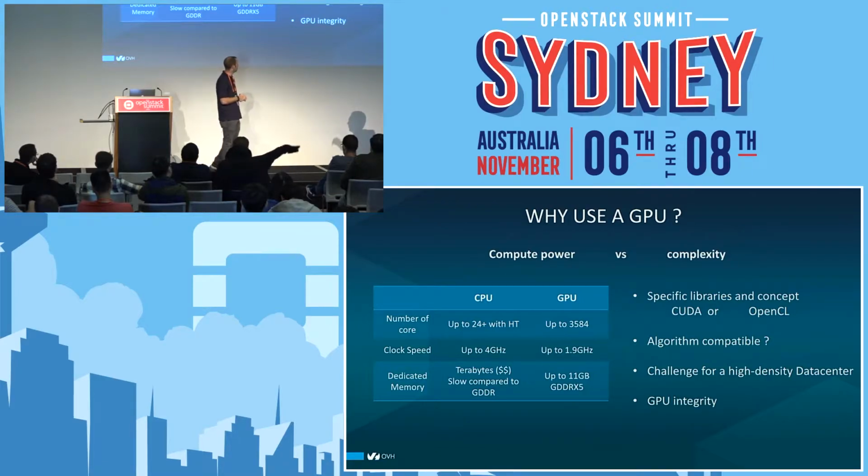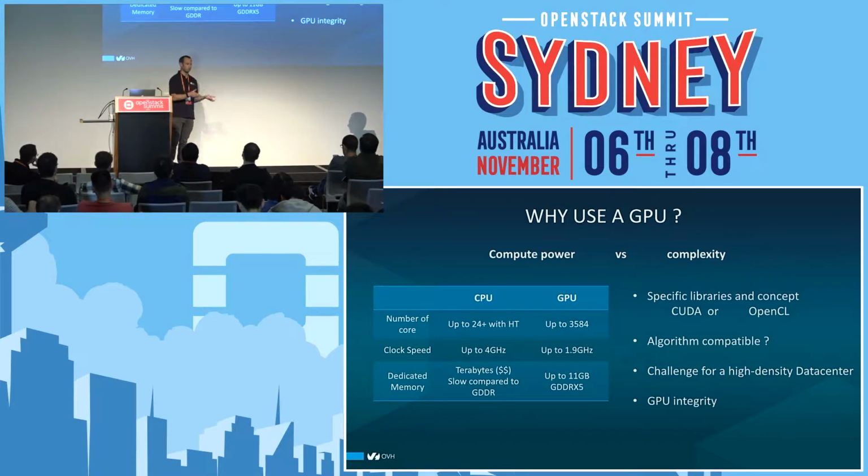But it's a very good challenge for the data centers. For us, for high density data centers, it's a very big challenge for the power consumption, because the GPU consumes a lot, and if it consumes a lot, it also heats a lot. So it's a very high challenge. And the GPU integrity also, because we will explain that we are doing PCI pass-through, so you completely dedicate your GPU to your customer, who can do anything with it.